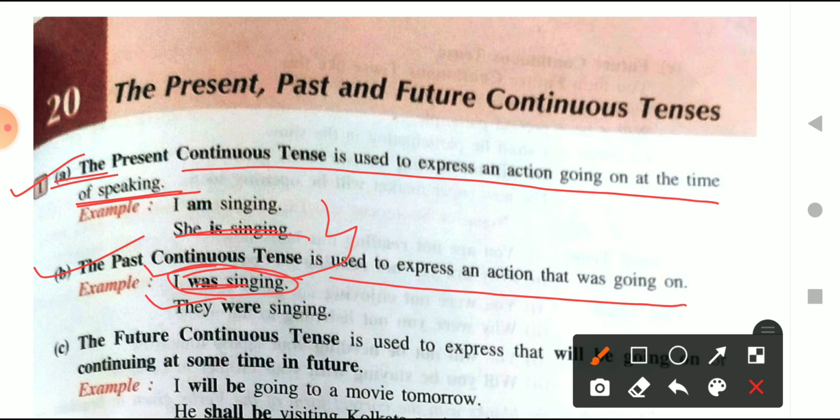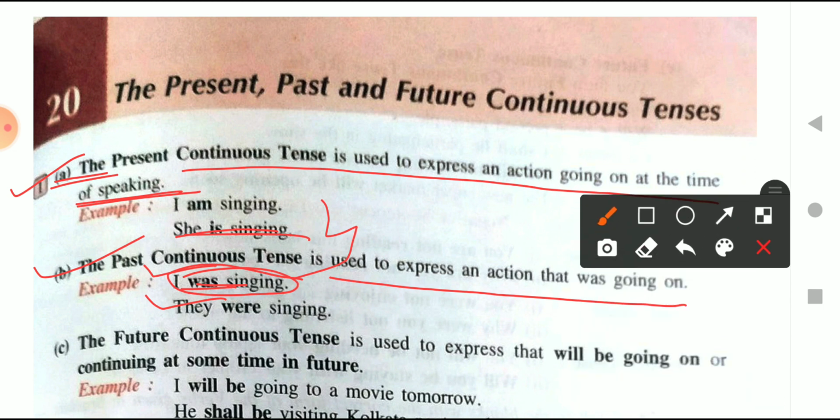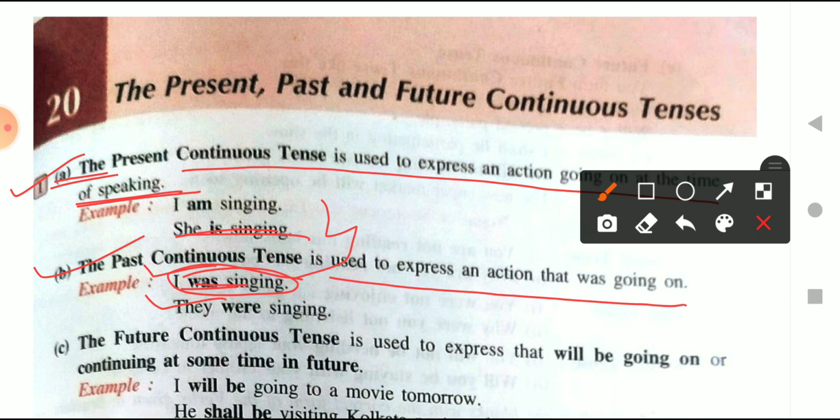Now we have the future part, right? Future continuous tense. Future means something that is going to happen in the near future, coming future, right? So the future continuous tense is used to express an action that will be going on or continuing at some time in the future. That action is going to continue at some time in the future.